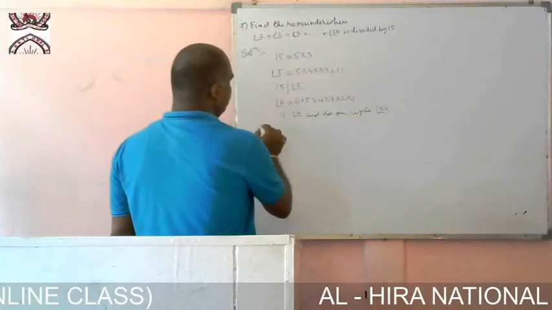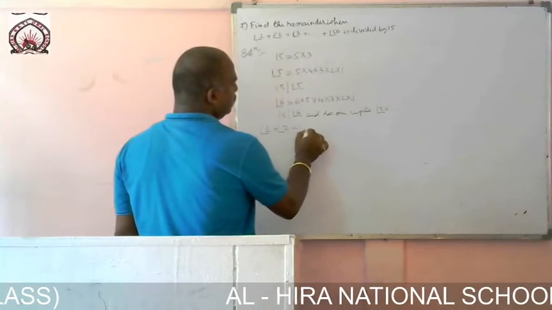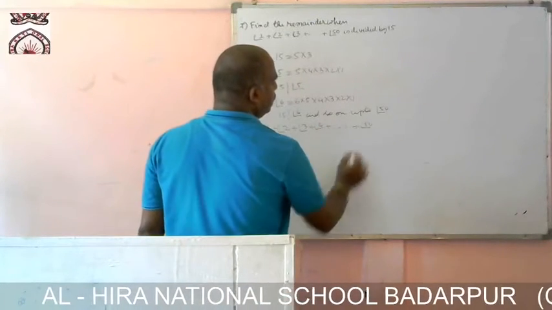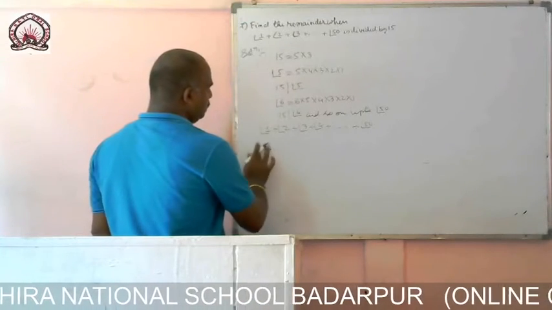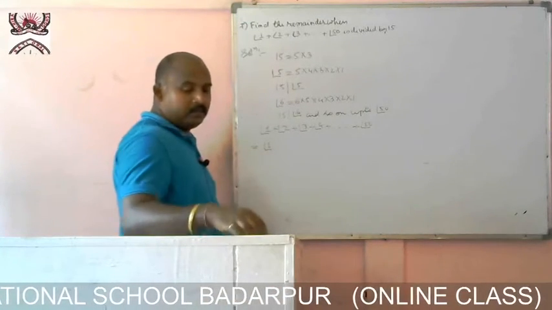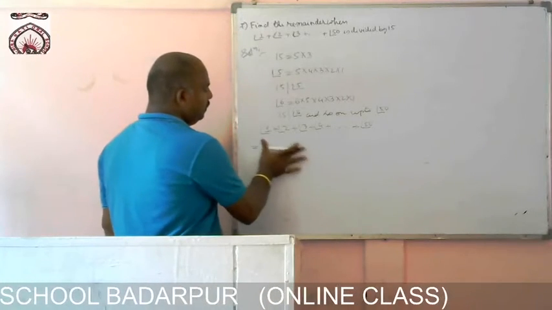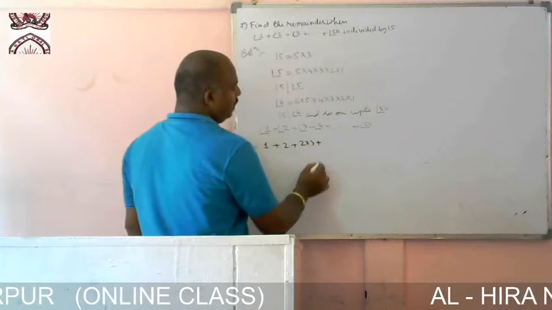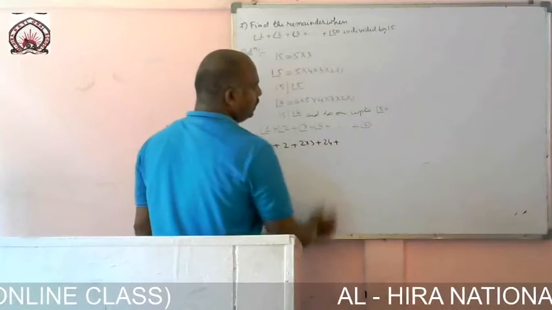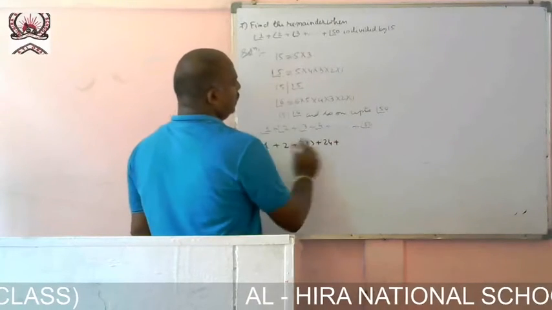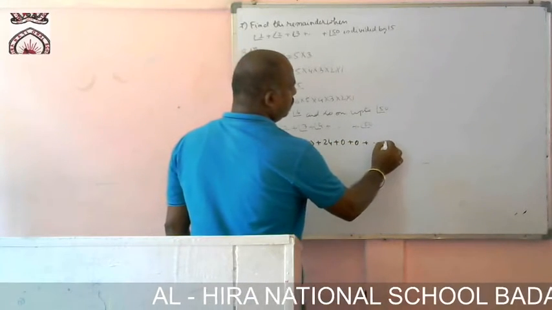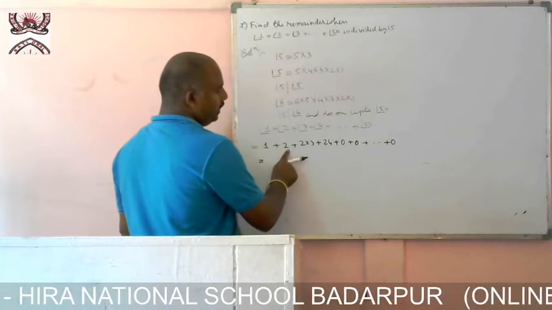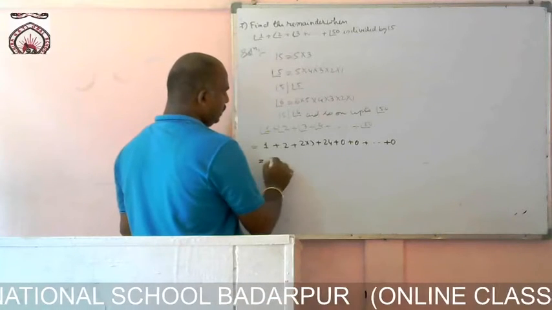Yes or no? Now factorial 1 plus factorial 2 plus factorial 3 plus factorial 4 plus dot dot up to factorial 50 you have to find. The value of factorial 1 is 1. Factorial 2 is 2, plus 2 into 3, plus factorial 4 is 24, plus 0 plus 0 plus 0. So we can write 1 plus 2, 3 plus 6, 9 plus 24, 33.